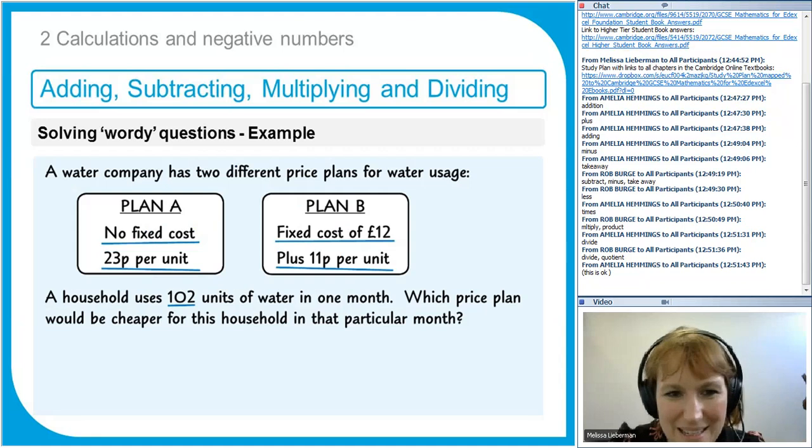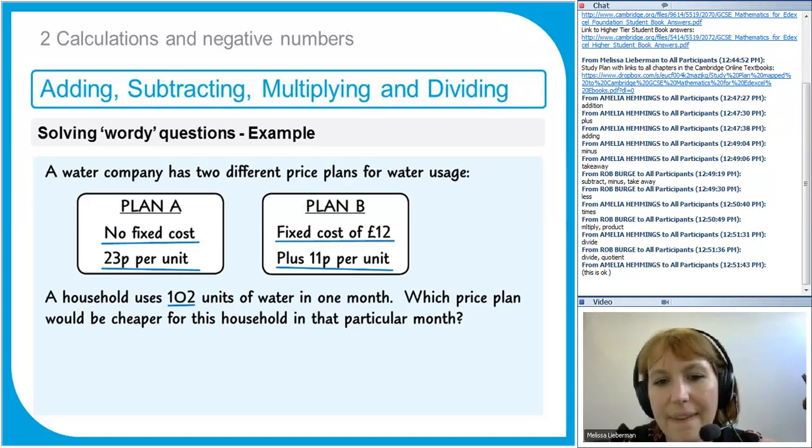So we've got 2 plans. Plan A, no fixed cost, and you just pay 23p per unit. And then we've got Plan B, fixed cost of £12, or sometimes called a standing charge. So they've got to pay £12 regardless of how much they use, and then they pay 11p per unit. So obviously it's going to vary depending on how many units they use. Does it tell us that? It says the household, yes, it does, uses 102 units of water in 1 month. Which price plan would be cheaper for this household in that particular month?